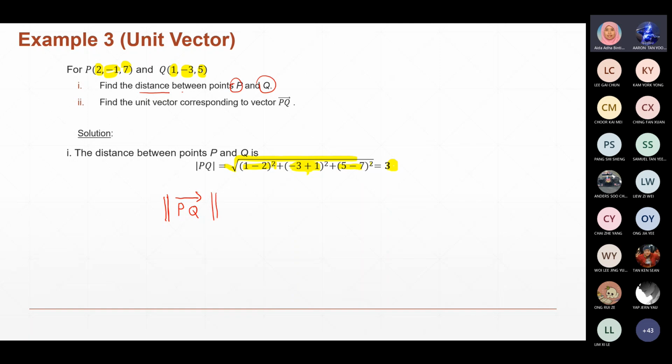I mentioned that if you want to write 2 minus 1 squared, that is also no problem. You can put negative 1 minus negative 3 squared, and 7 minus 5 squared, also no problem. You will have the same magnitude equal to 3 here. Okay, all right.